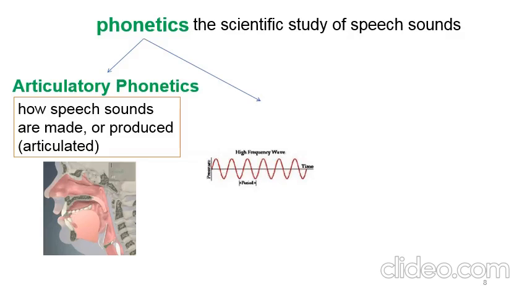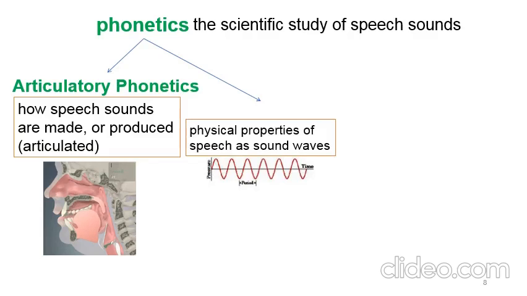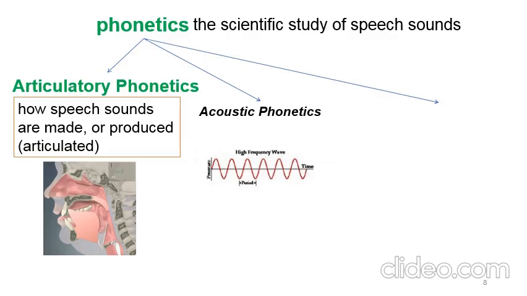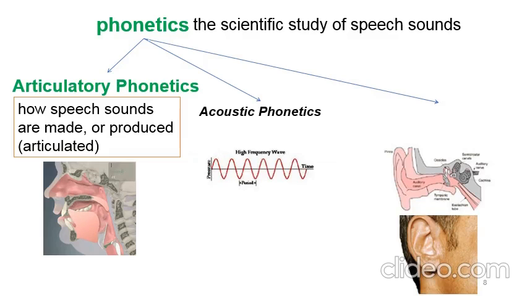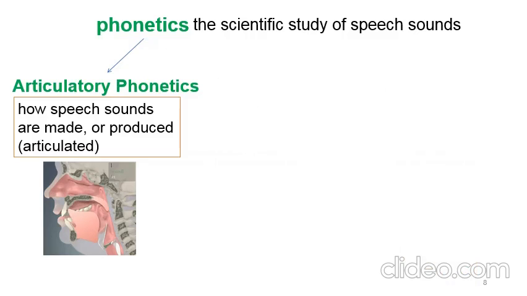The second area of study is the study of the physical properties of speech as sound waves in the air. So what they measure are sound waves, and this is more physics. It's called acoustic phonetics. The third area of study is where you study the reception or perception of speech sounds. This is ear training, what speech sounds sound like. And this is useful for linguistics fieldwork, for speech therapy, accent coaching, and language teaching. This is called auditory phonetics. Our focus is on the production of speech sounds, or the articulation of speech sounds, and this is called articulatory phonetics.